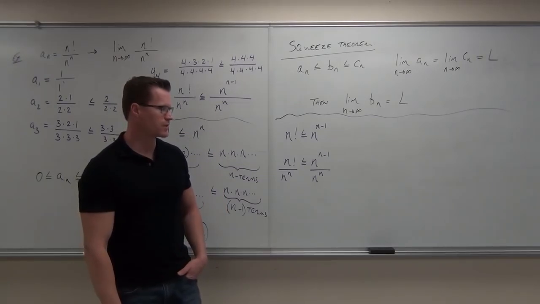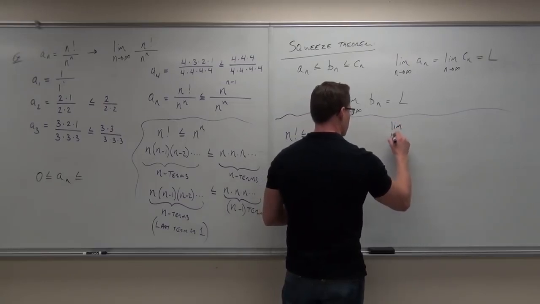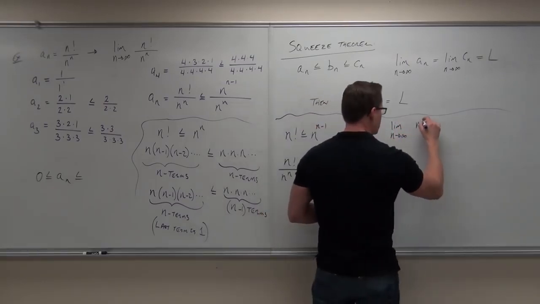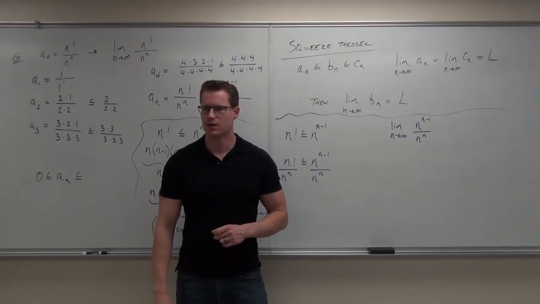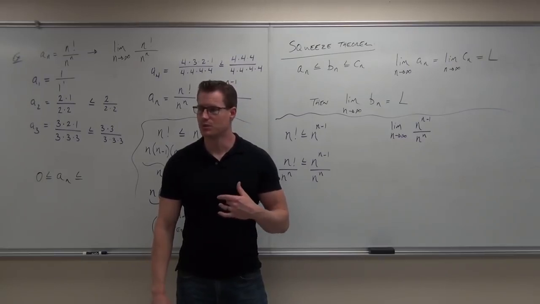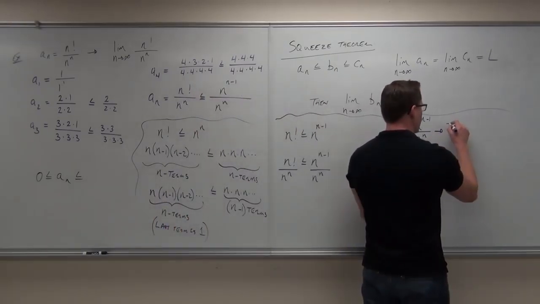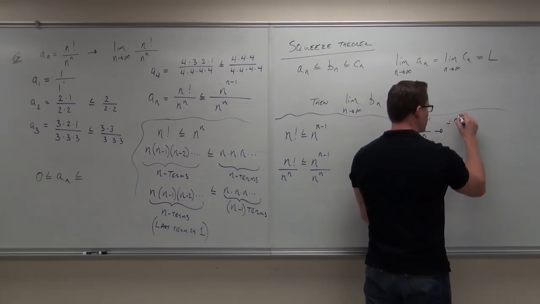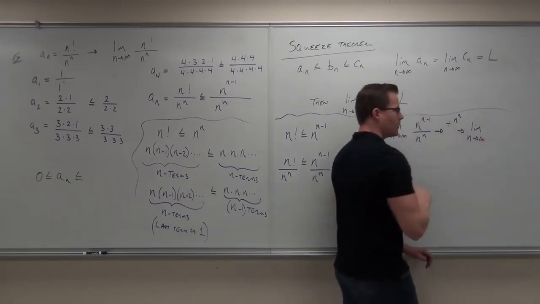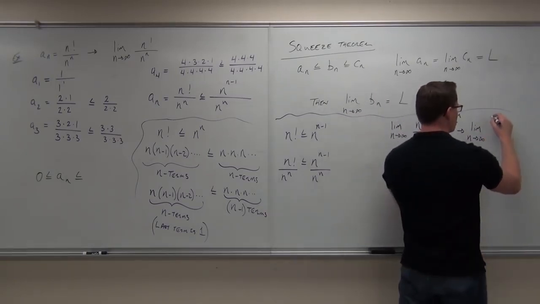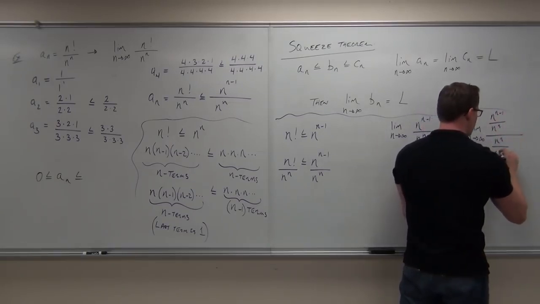Now, here's the cool part about this. Can you find the limit as n approaches infinity of n to the n minus 1 over n to the n? Yeah, we can do that actually. What we would do is now divide by the largest power in the denominator. If we divide by n to the n on both the numerator and denominator, we get a limit as n approaches infinity of, well, this would be n to the n minus 1 over n to the n, all over n to the n over n to the, oh my gosh, there's a lot of n's.